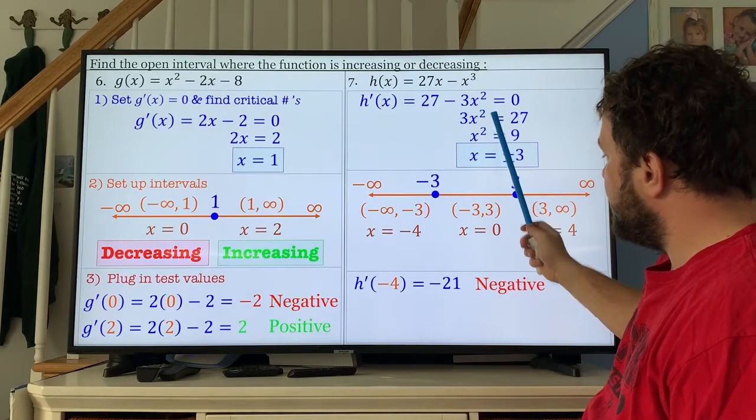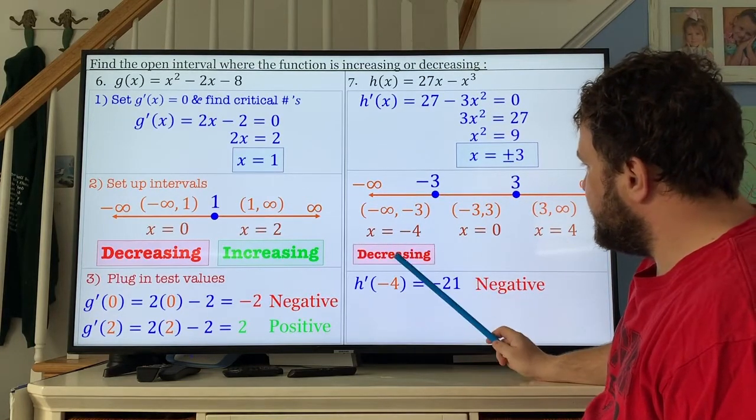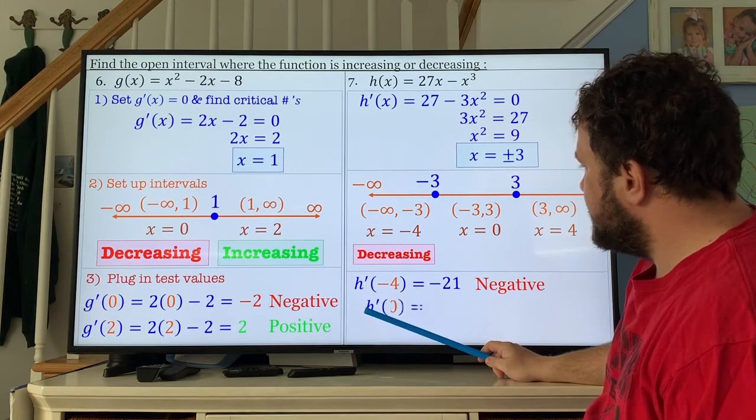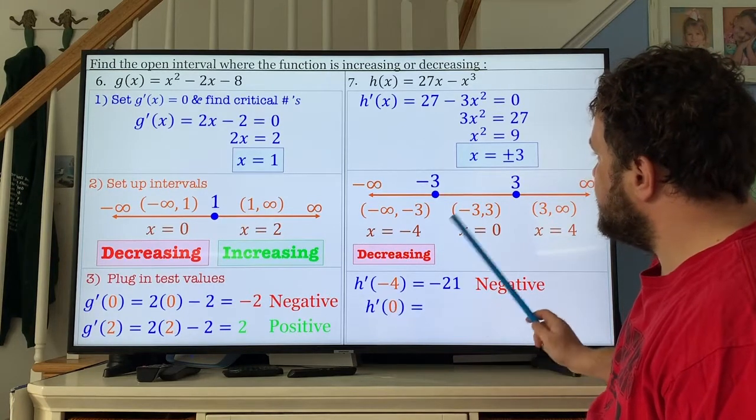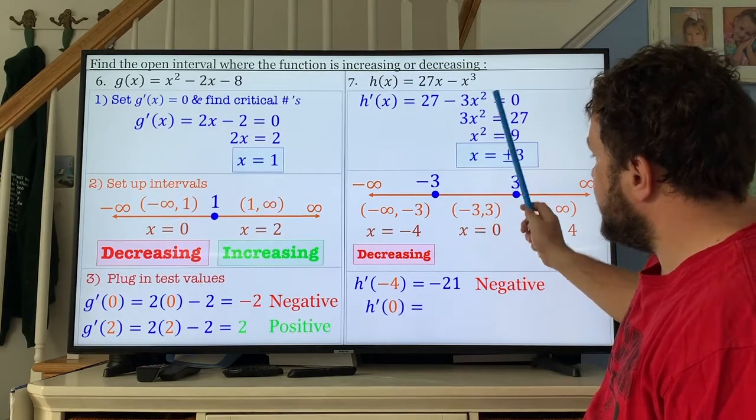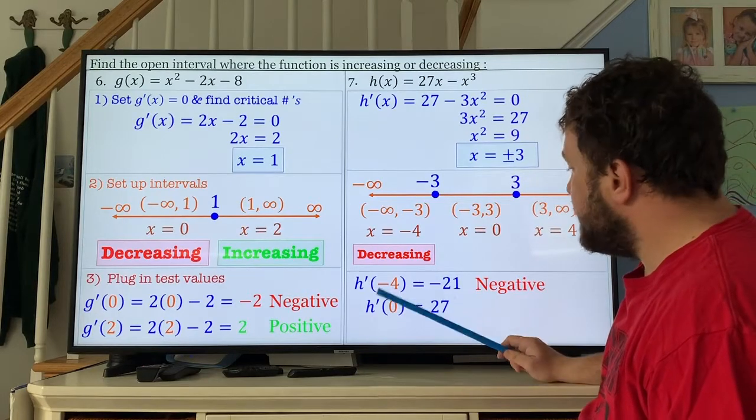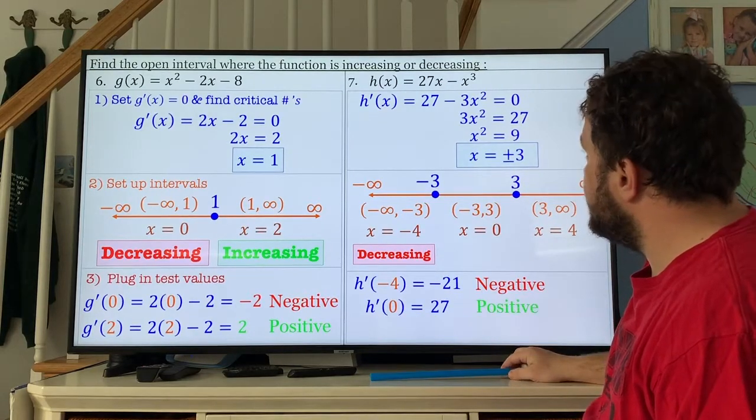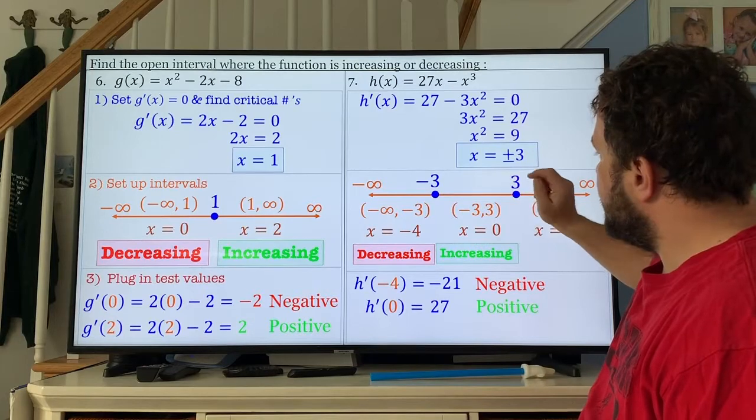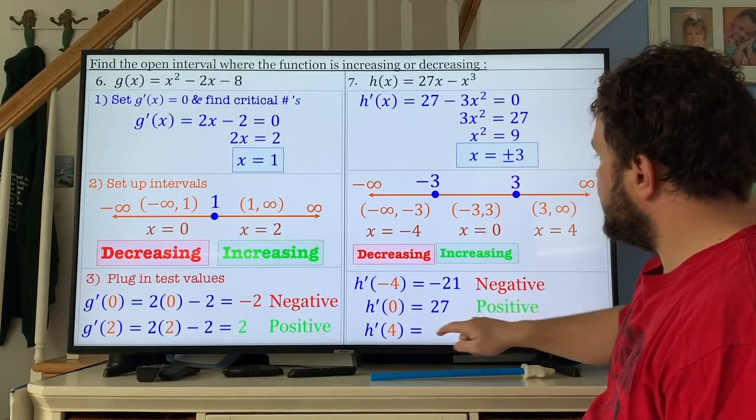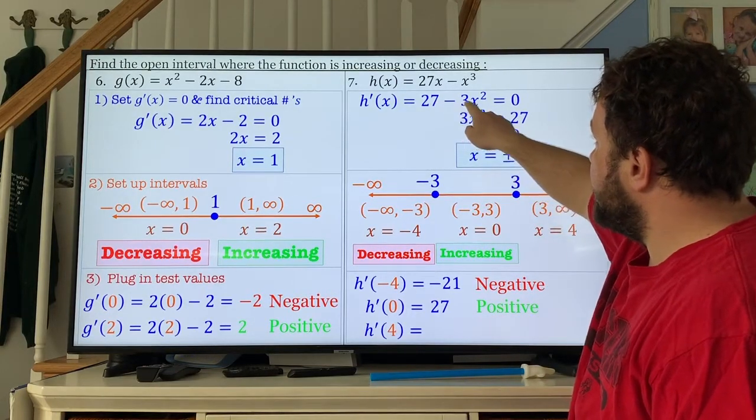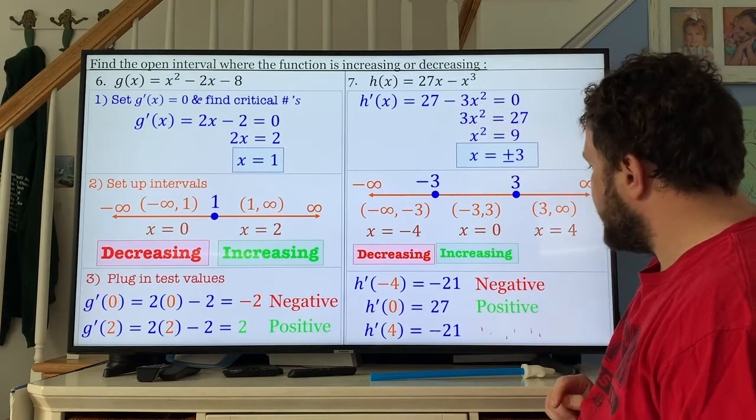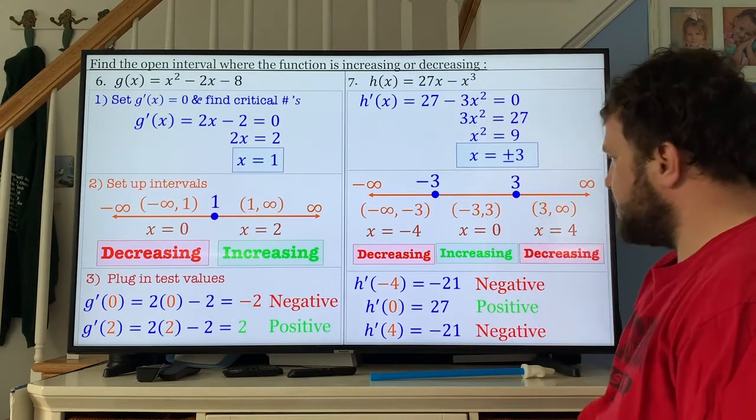3, negative 4 is a negative. Decreasing. H prime 0. 27 minus 0 is 27. Positive, so that's increasing. And for 4, 27 minus 48 is negative 21, which is negative, so that's decreasing.